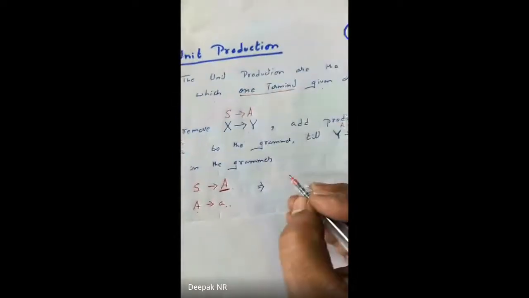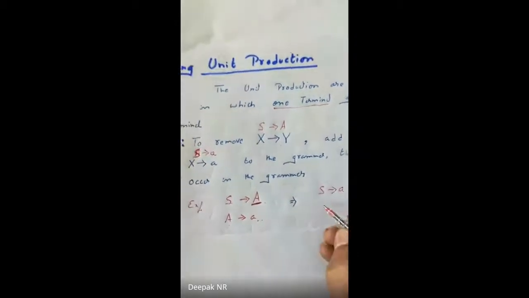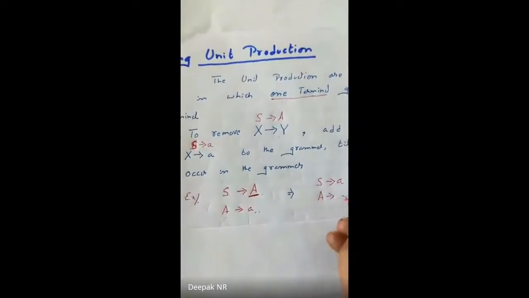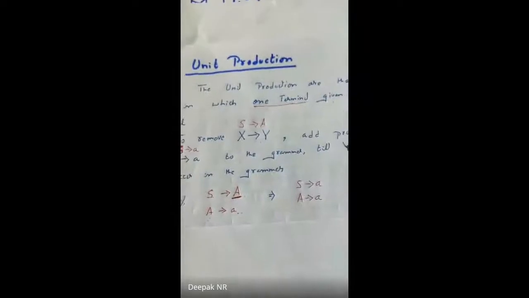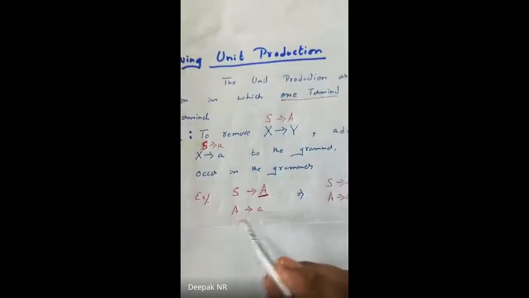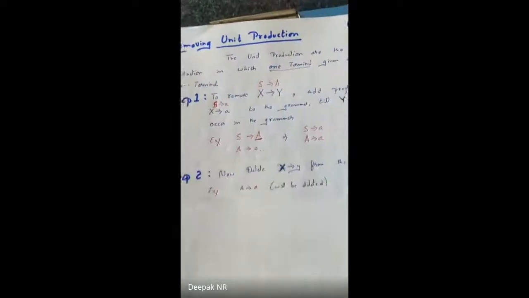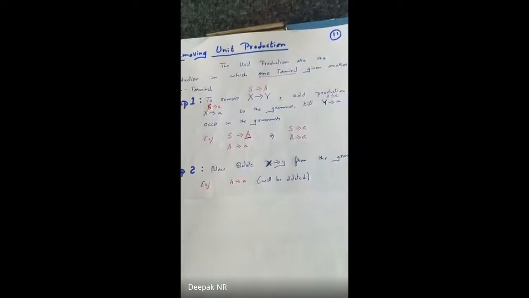So I rewrite the given production as S tends to A, and A tends to A remains as it is. Is that clear? So what is the value of A? The value of A is A tends to A, so I replace it with that. This is called removal. This is my step one. I hope everyone is clear with step one. Okay, let me go with step two.